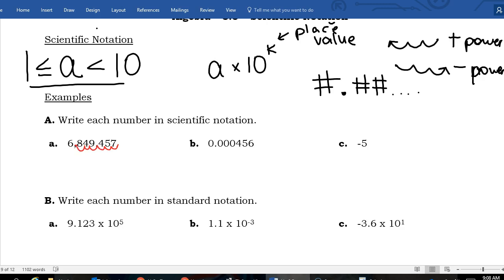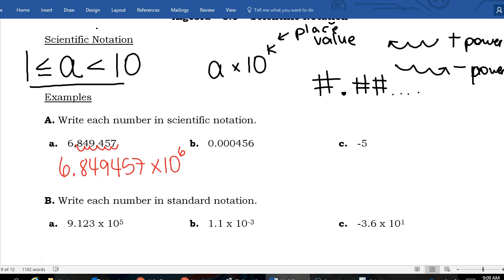So if I had to move my decimal 6 spaces to the left, that means I'm going to have a positive 6 power. So I'm going to go with 6.849457 times 10 to the 6. So times 10 to the 6 is representing 6 place values that we had to move that decimal. I don't necessarily need you to write all of those decimals. Maybe 6.8 times 10 to the 6 would be sufficient. It depends on if the instructions are asking you to give the exact value or a rounded value. So that's up to that.